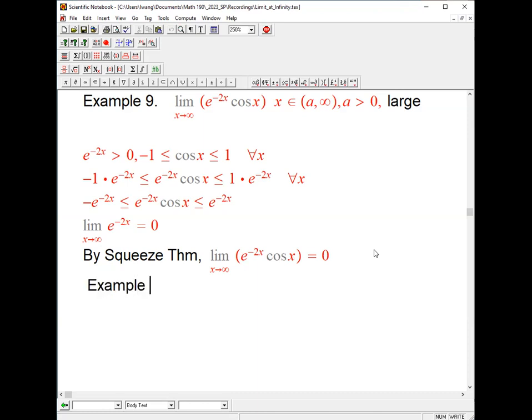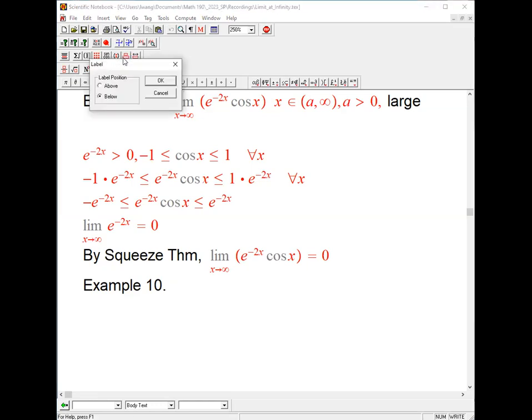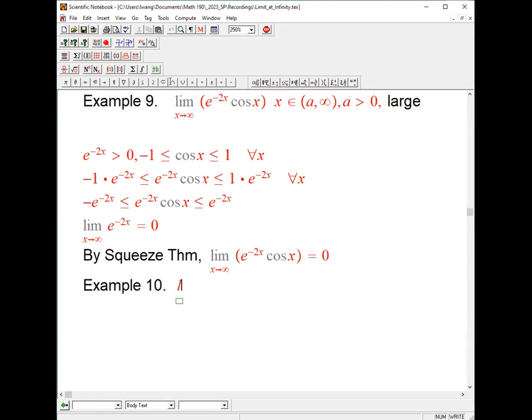Let's do another one. Example number 10. We have a limit as x approaching 0. We were talking about limits at infinity. Why all of a sudden are we approaching 0 from larger than 0? That's interesting. So we get an arctangent and we have ln x.